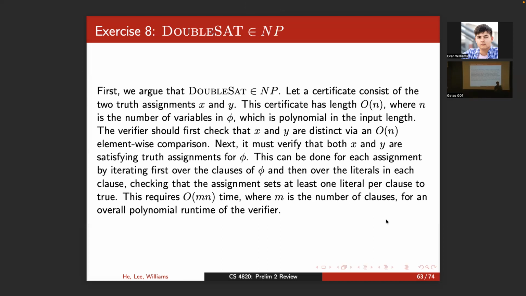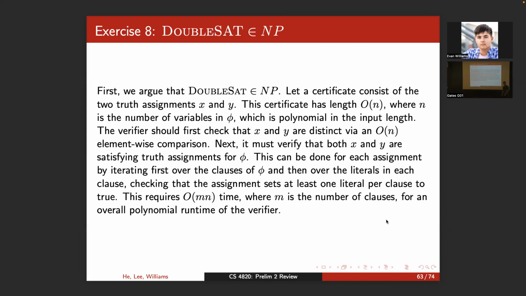So do account for things like this. If x and y are the same assignment, then you aren't really doing your thing. If x and y are distinct, then it's going to check that they're both satisfying assignments, and you'll just iterate over the clauses and then all the literals. This is mn time. So there are almost mn things that you need to plug in. So cool, we have a polytime verifier.